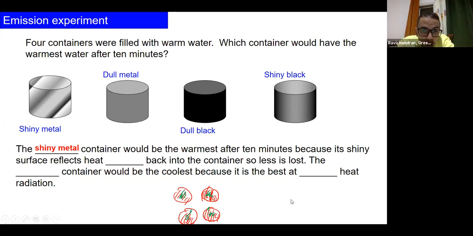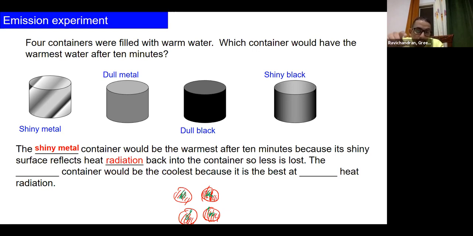Why? Shiny metal reflects anything coming at the outside surface, and the inside also reflects. Energy inside goes out, reflects back, goes out, reflects back. So this container would be the warmest after 10 minutes because its shiny surface reflects heat radiation back into the container, so less is lost. All the energy tries to go out, but it is kept in.